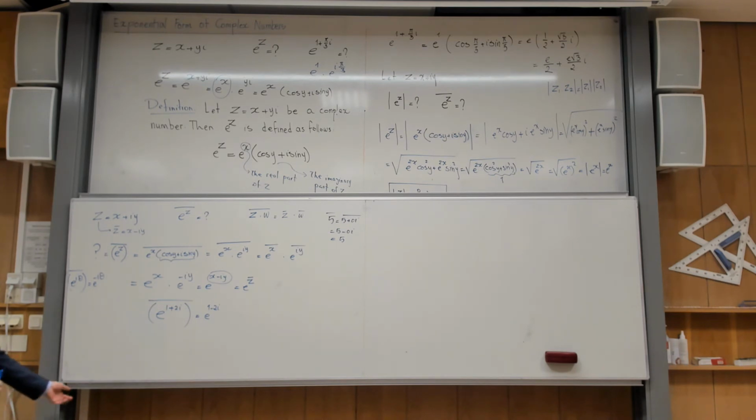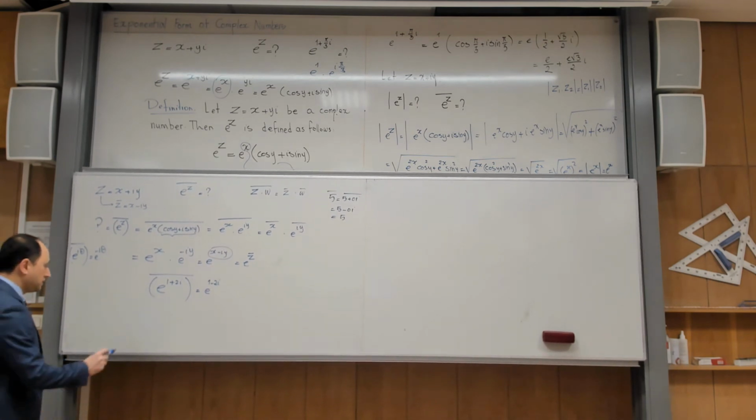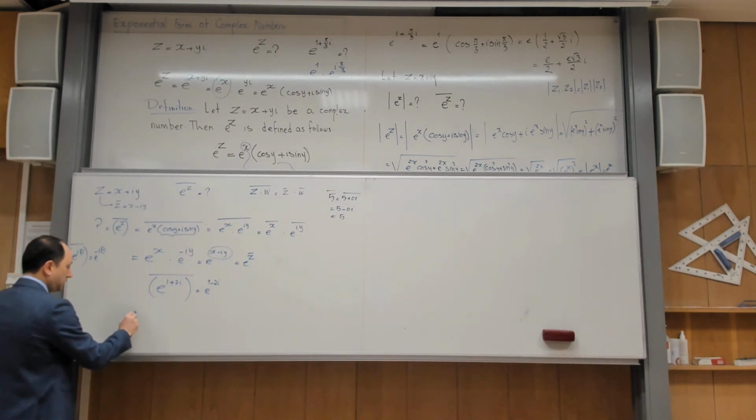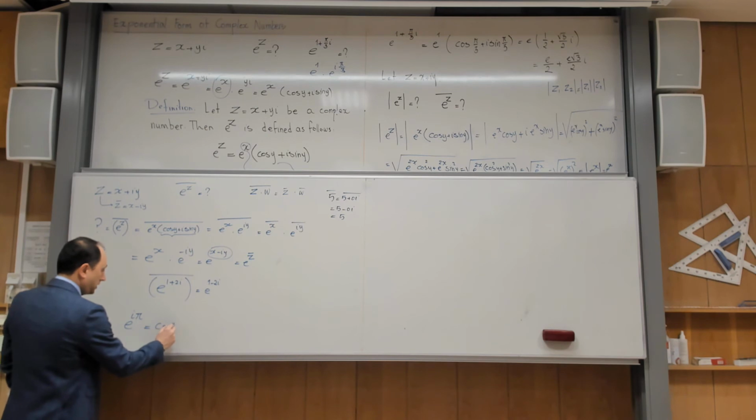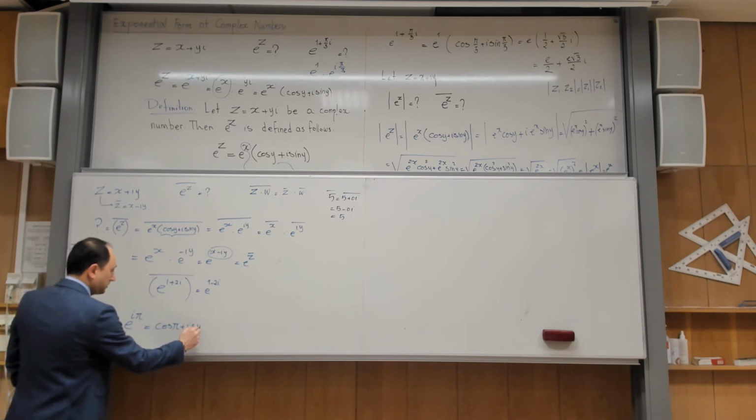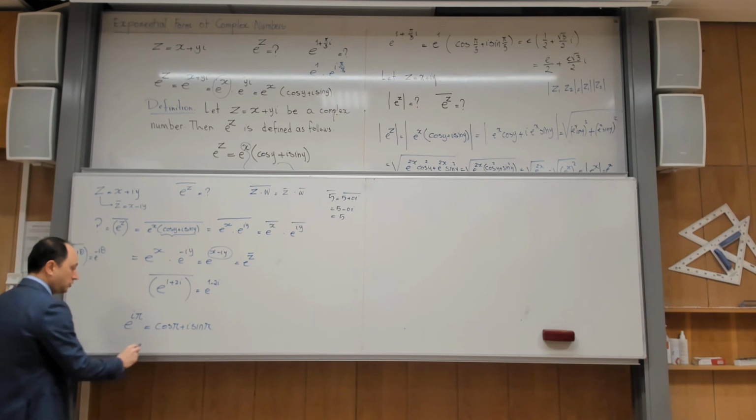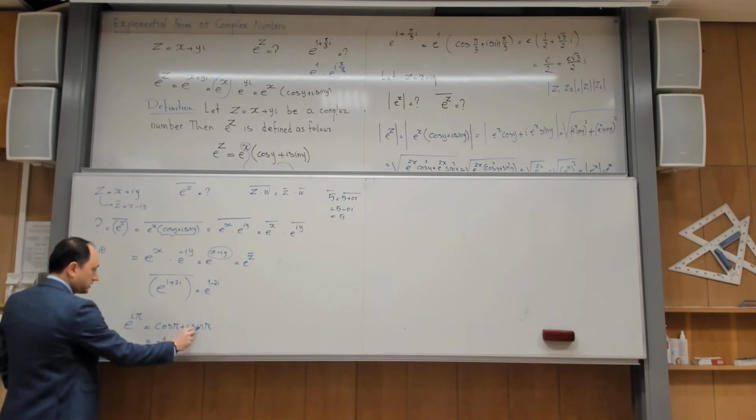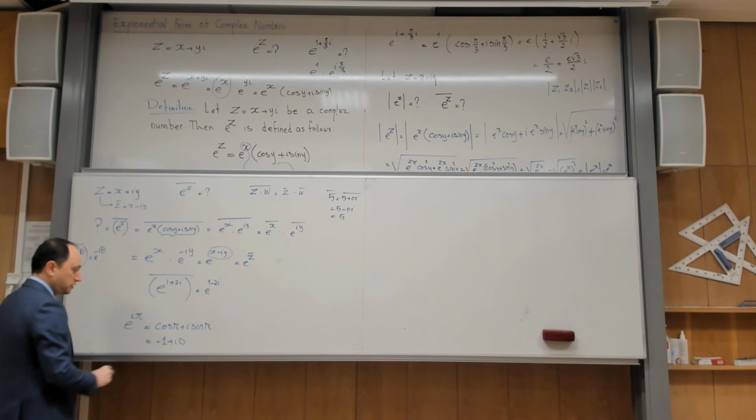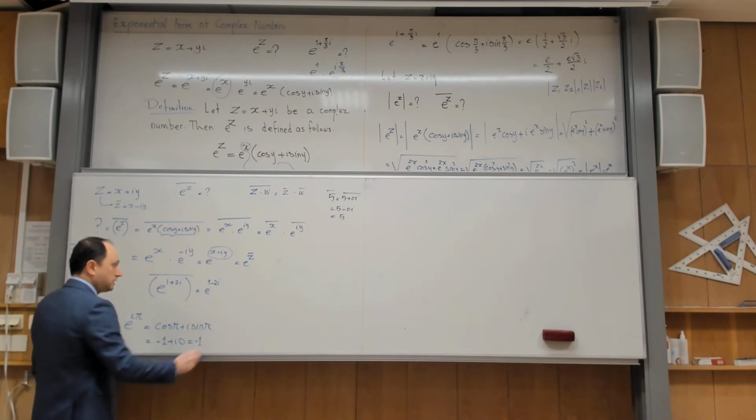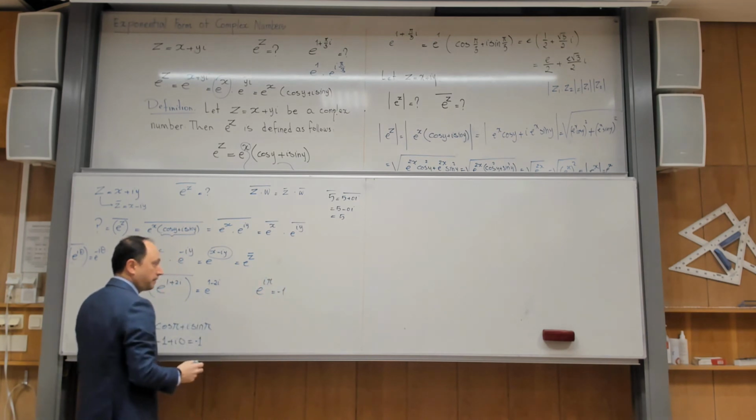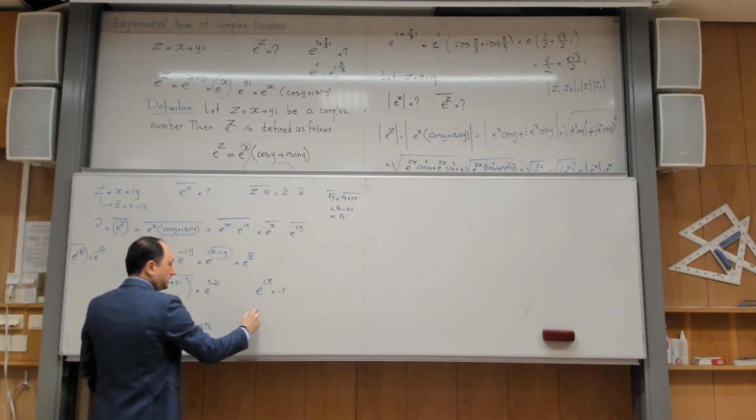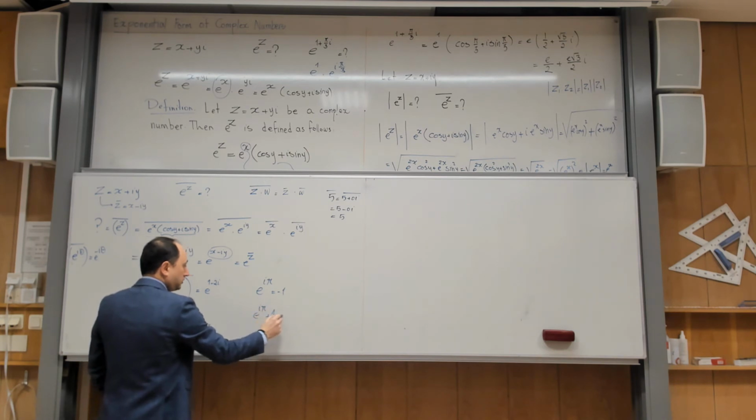Okay, before finishing this part, let me calculate e to power i pi using Euler's formula. What's the answer? This becomes cosine pi plus i sine pi, yes? But cosine pi is minus 1, sine pi is 0. So this becomes minus 1. So e to power i pi is equal to minus 1. And if you move this to the left, e to power i pi plus 1 equals 0.